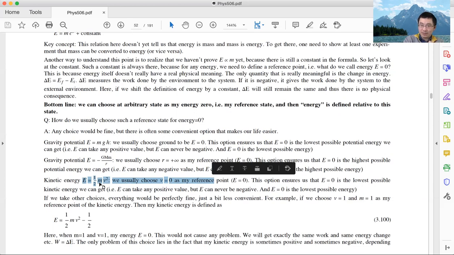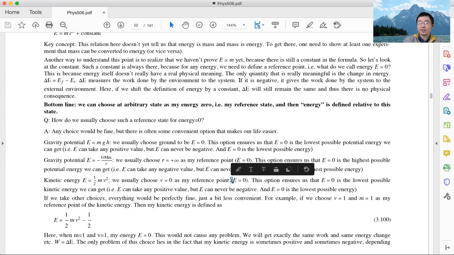So choosing velocity being 0 to be the 0 reference point for my kinetic energy has an advantage, and the advantage is twofold. First of all, I know this energy is always positive or 0, non-negative. And secondly, if the energy goes to 0, I know it reaches the lowest possible energy. It cannot be lower. 0 is the lowest energy.